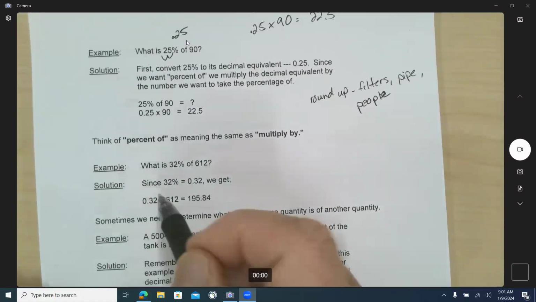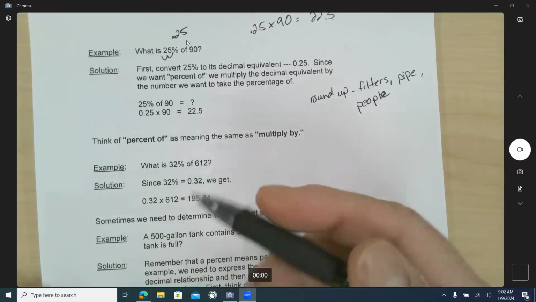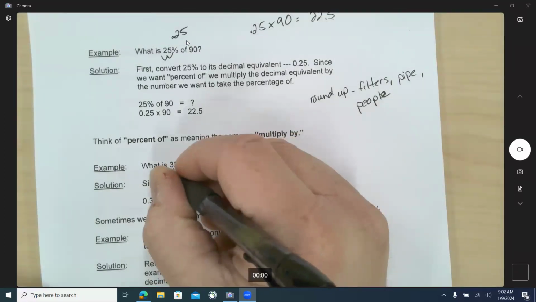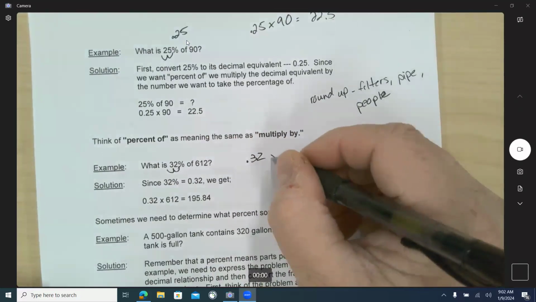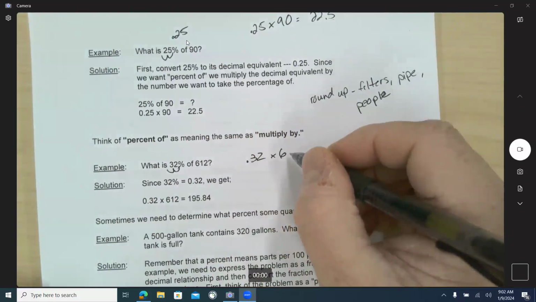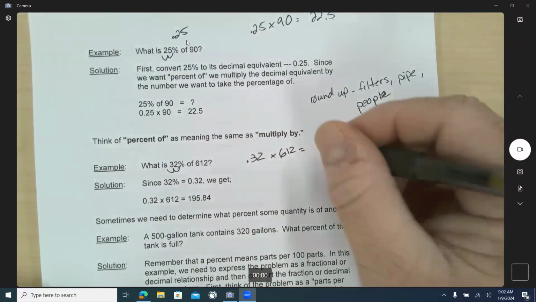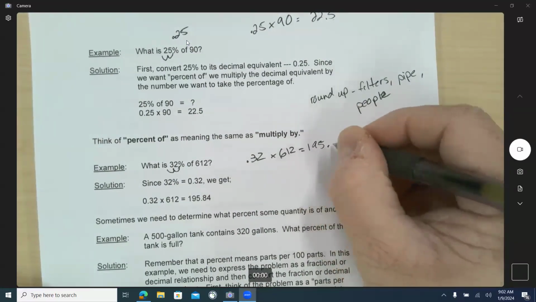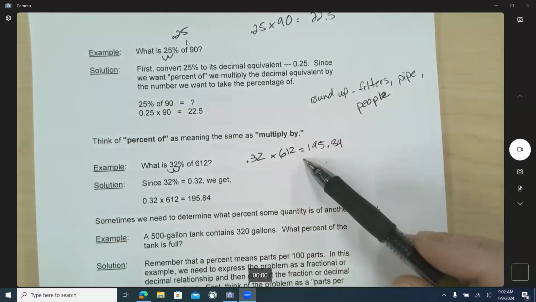Okay. What is 32% of 612? So the very first thing to do is convert 32% to a decimal and then go ahead and multiply by 612. All right. So when we do that, we're going to get 195.84. We are not going to round that up.